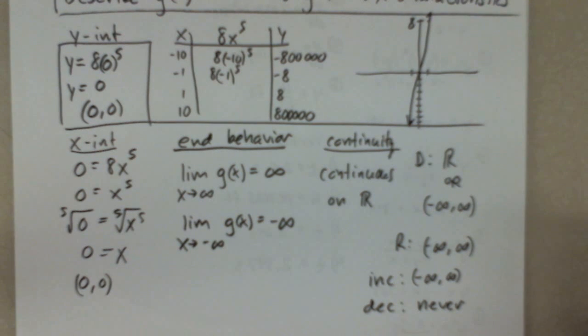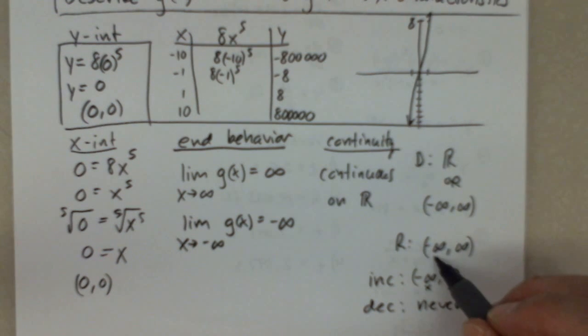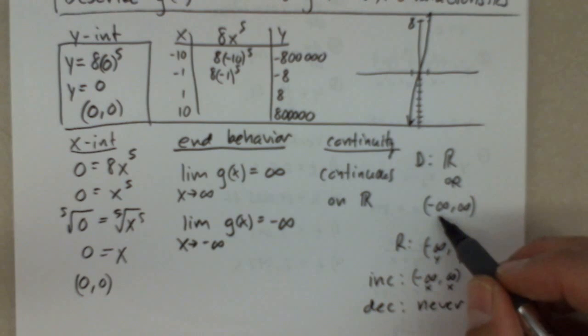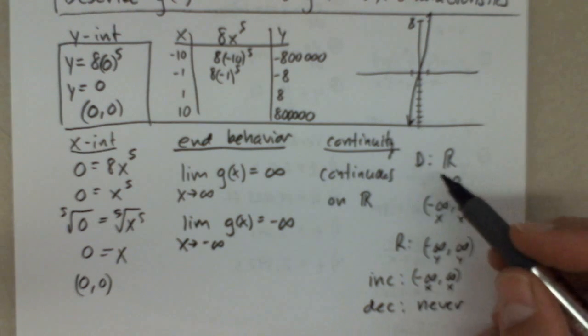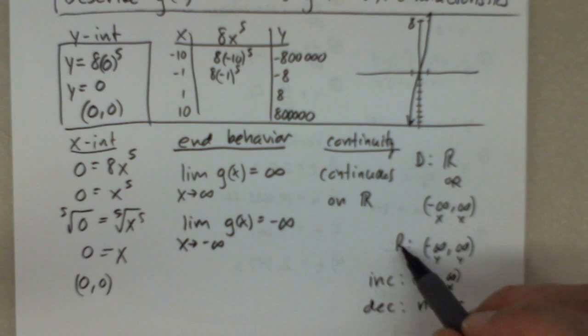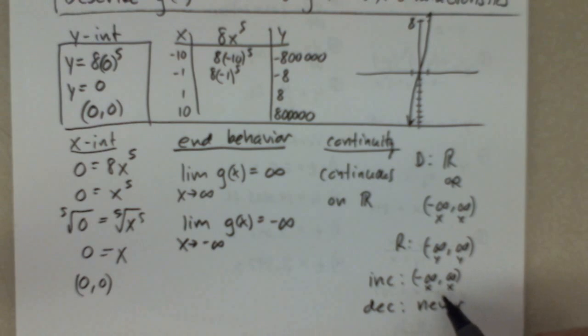And make sure you remember that this is an x, and that's an x. This is a y, and that's a y. And that's an x, and that's an x. So domain is talking about x values, range is talking about y values, and increasing and decreasing talks about x values.